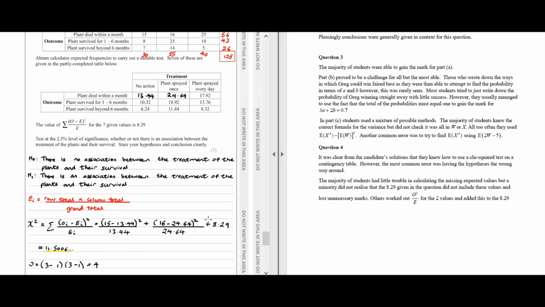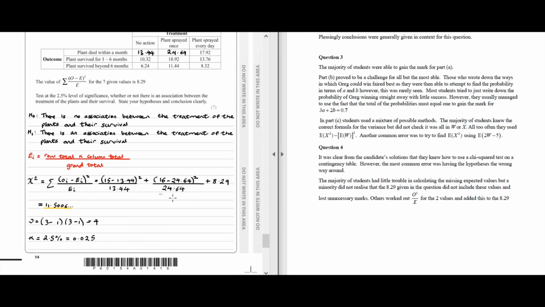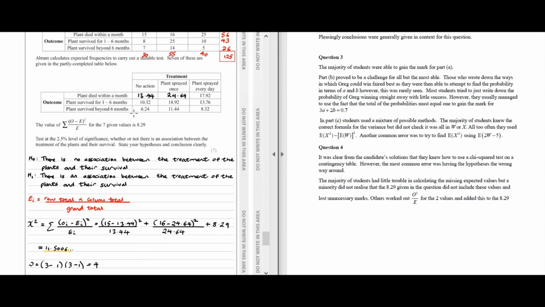But a minority did not realize that the 8.29 over here was given in the question, so you don't need to write out the full working out, you just had to add on this, which represented the 7 missing values. And because of that, they lost unnecessary marks. Others worked out the observed squared over the expected for the 2 values, and then added this to the 8.29, which is incorrect.